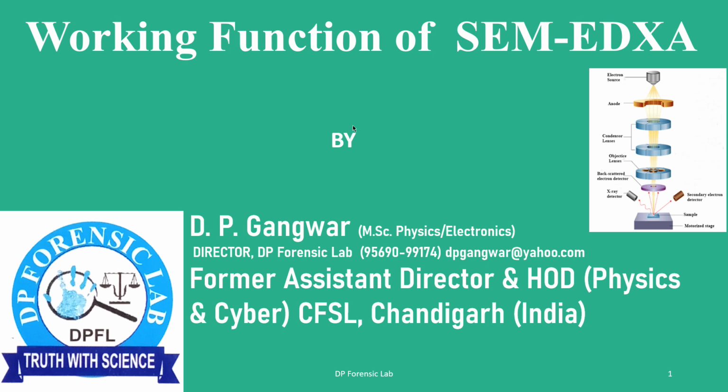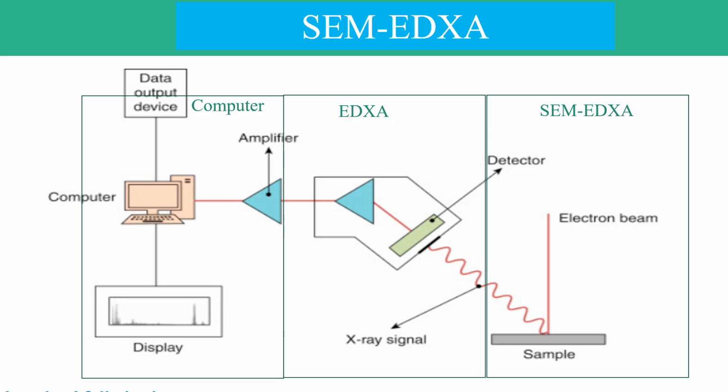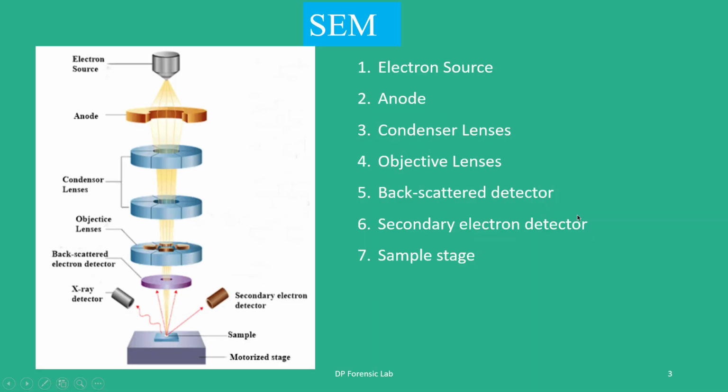Hence, when we are going to analyze a sample, we have to know the working function of the equipment, like in this case SEM-EDX. So in this short video, I have tried to explain the working function of this scanning electron microscope. A scanning electron microscope is made of three parts: SEM, EDXA, and computer section. So in detail, what are the parts?